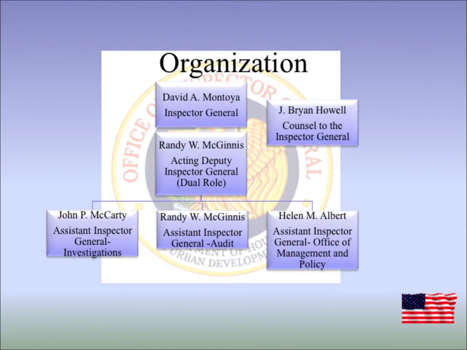Randy McGinnis is the Assistant Inspector General for Audit. So he manages all of the audit offices in the nation. You also have John McCarty. He is the Assistant Inspector General for Investigations. He's over all of the investigators in the organization. And we have Helen Albert. She's the Assistant Inspector General for the Office of Management and Policy. And basically in that department, they're responsible for the administrative business of the office.